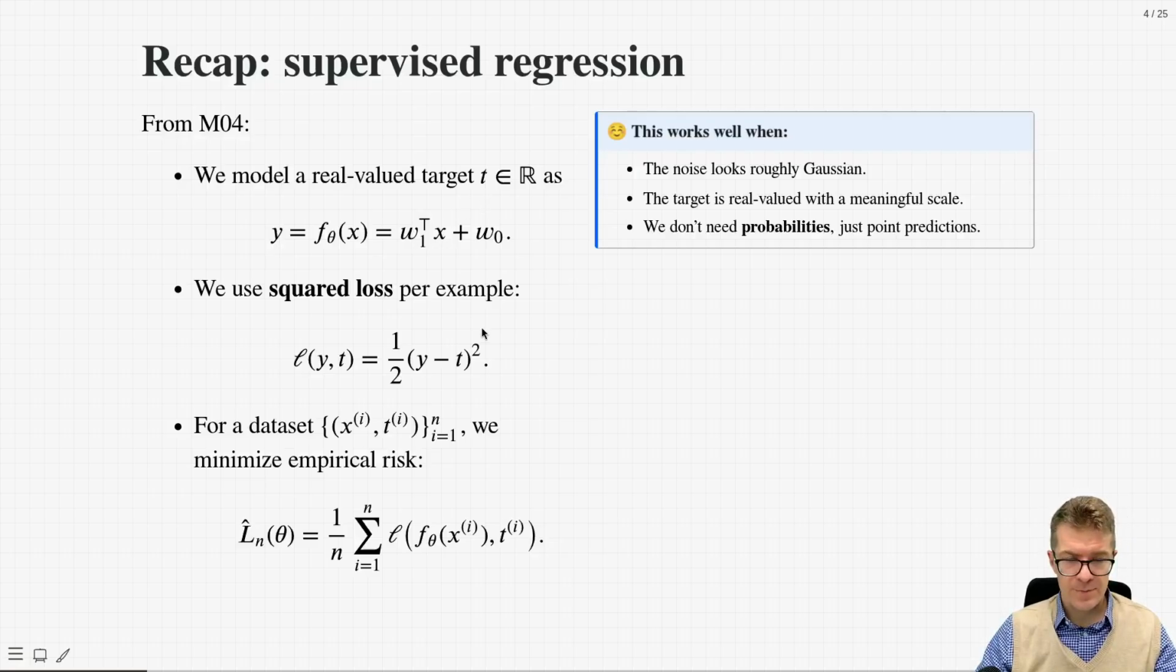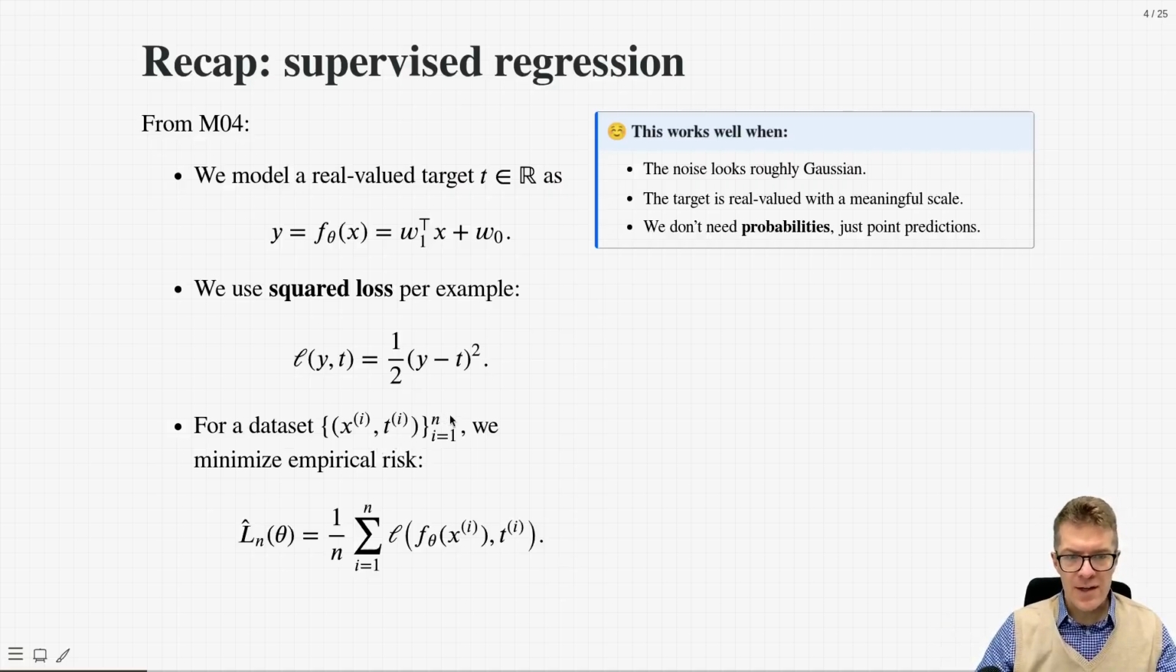When I say it should be as close to t as possible, well, we can actually measure that by the squared loss. So we have the residual, which is just the difference between our estimation y and the true target t. We square that difference, and then we divide by 2. And so that's a loss for a particular example.